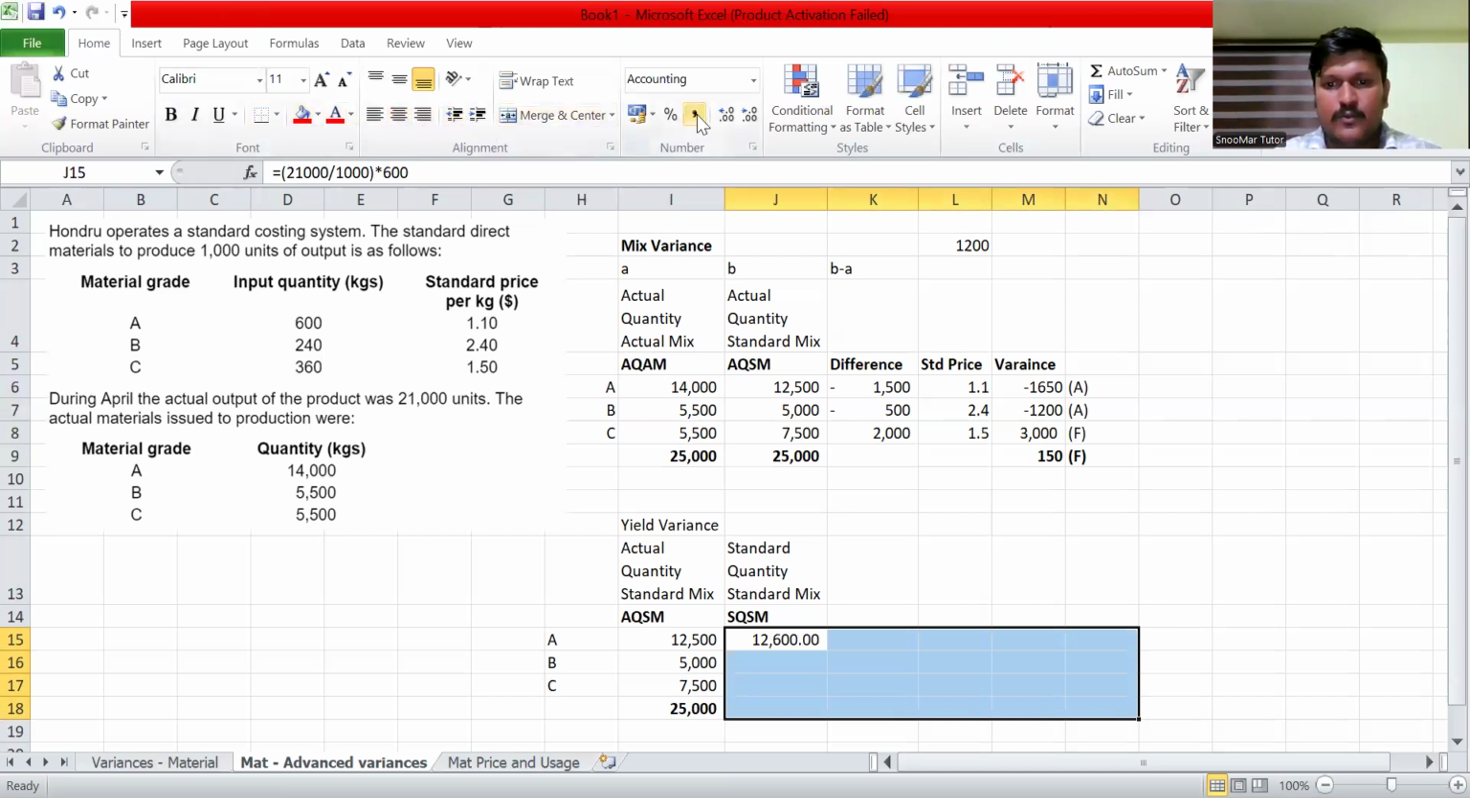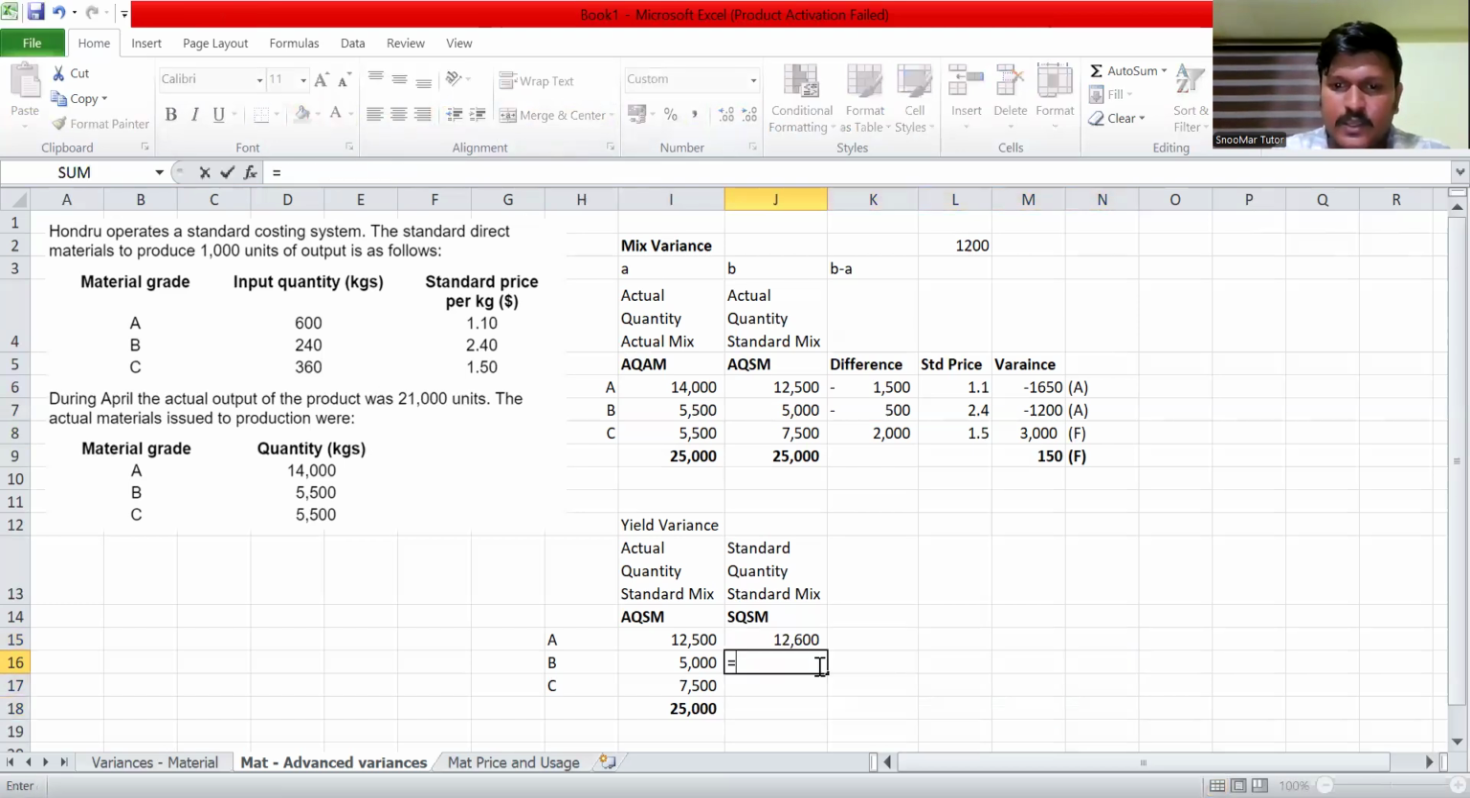Now what is the other one? Let's see the next one, same way around. Again for the 21,000 divided by 1,000. Why divided by 1,000? Because I need to see how many thousands there are.